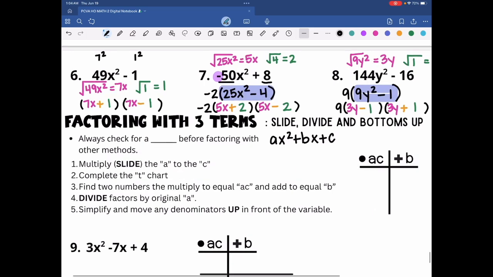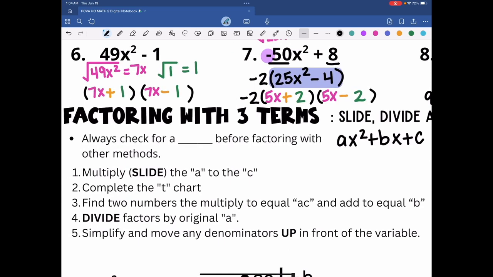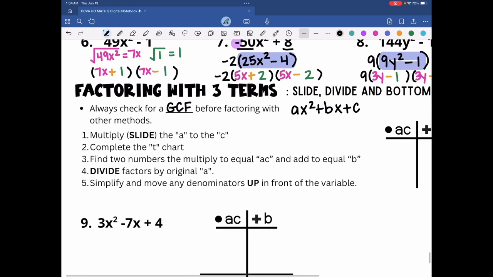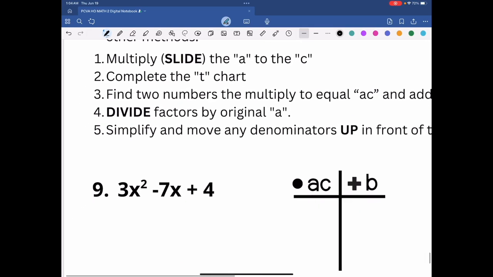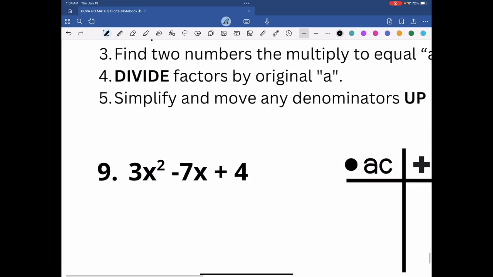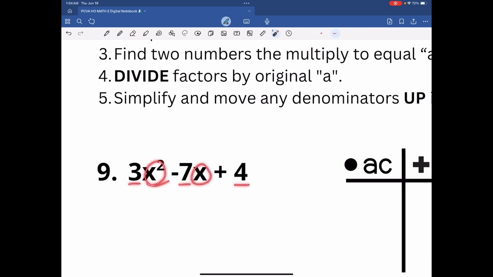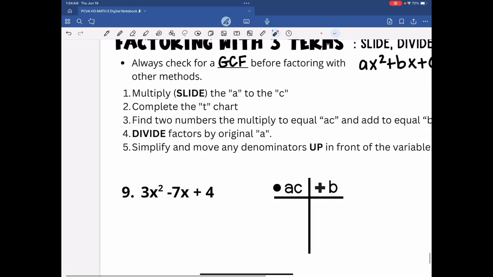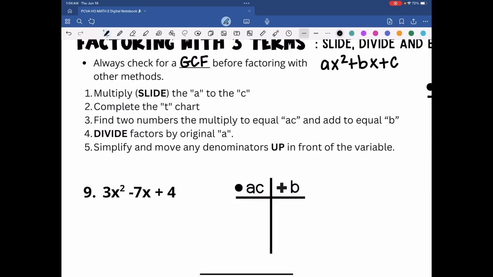As always, when I have a trinomial, which is three terms, I'm going to check for a GCF first. If I have a GCF, I take the GCF out, but the GCF is still going to be part of the final factored format. It's called slide, divide, and I say bottoms up, but basically you're moving anything in the denominator up. First, we're going to check for a GCF here. My terms are 3, 7, and 4, and then I have 2 x's, 1 x, no x. So I can't take out an x, and 3, 7, and 4 don't have anything in common other than 1. So, the slide. The slide is how we manipulate our numbers.